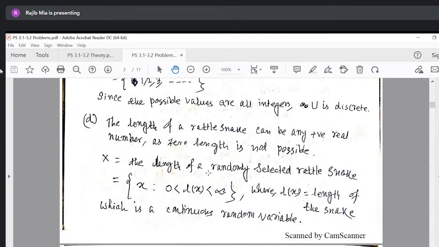As we have considered x greater than 0, if we take a finite number, then the length can be any value from 0 to infinity. It is not mentioned. Yes, okay, exactly.